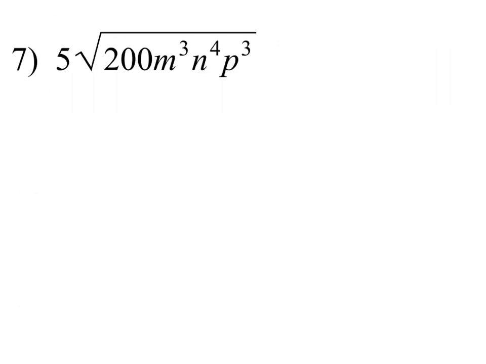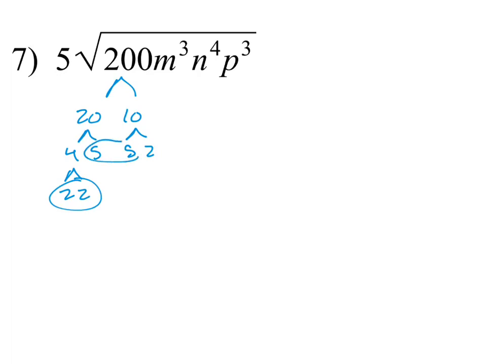I'm going to start with number 7. This is where you simplify a single radical. And what you want to do is you take each part individually, each of these factors here, and factor those as much as possible and figure out what you can get out of your radical. So we'll start with 200. 200 is 20 and 10. And then those factor, you got 4 and 5, and 10 is 5 and 2. And then the 4 also factors to a pair of 2s. So we got a pair of 2s, we got a pair of 5s, and then the 2s left over.